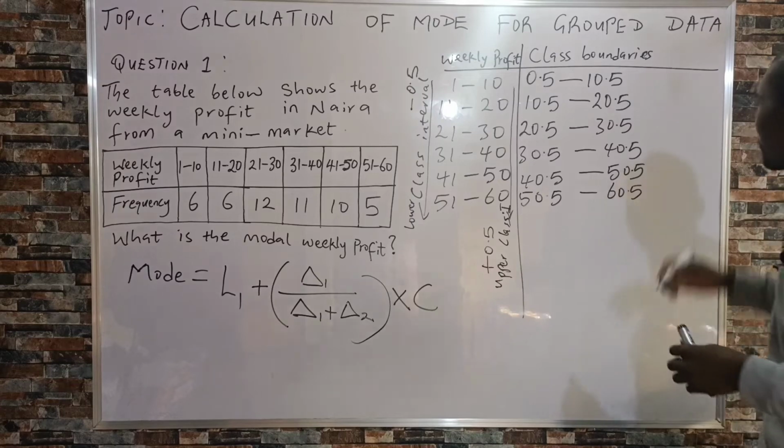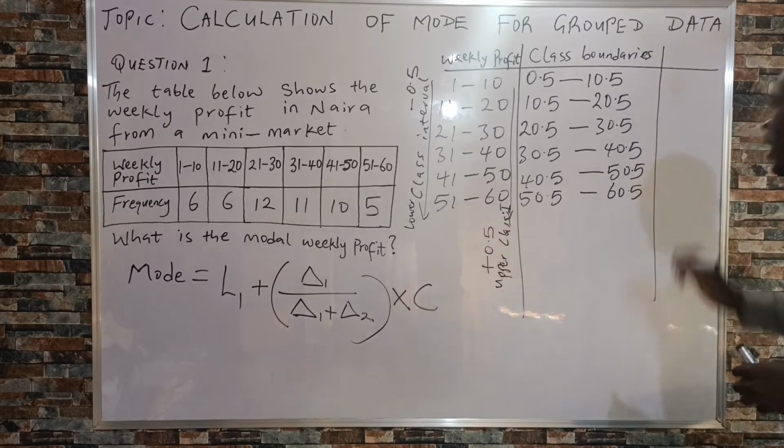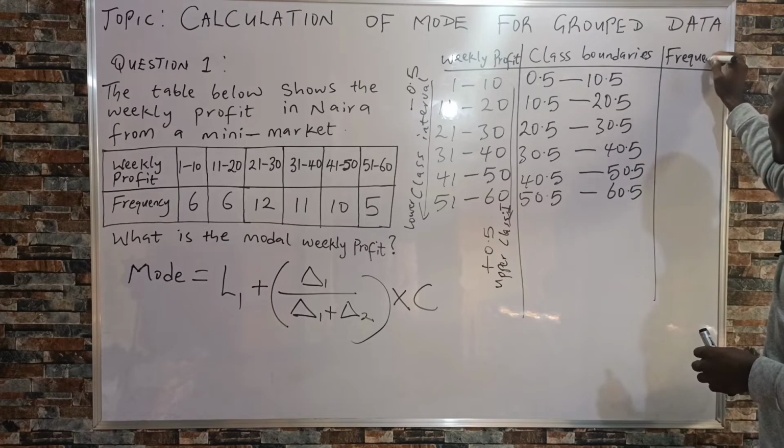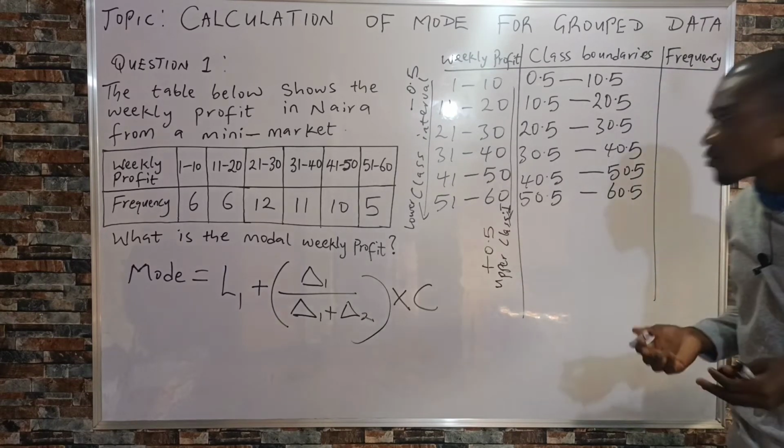That sounds very simple. Then the last column we have is our frequency. So what are our frequencies?